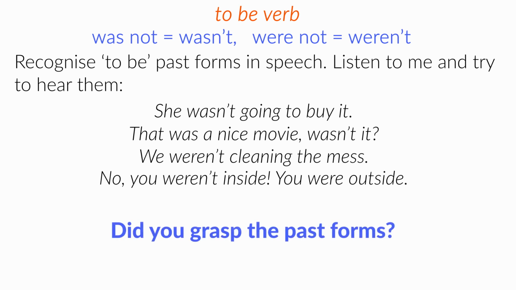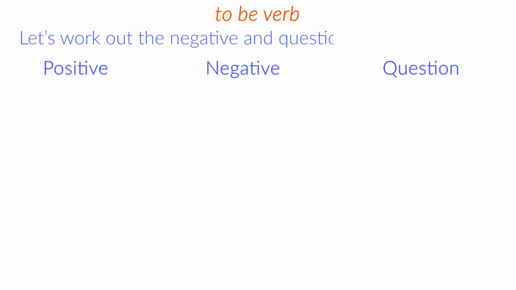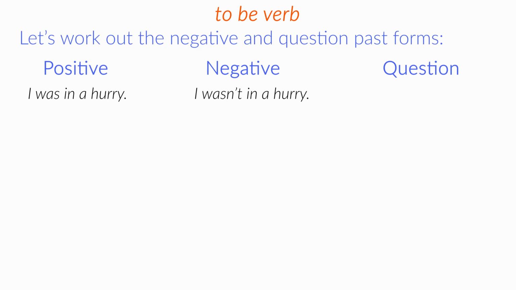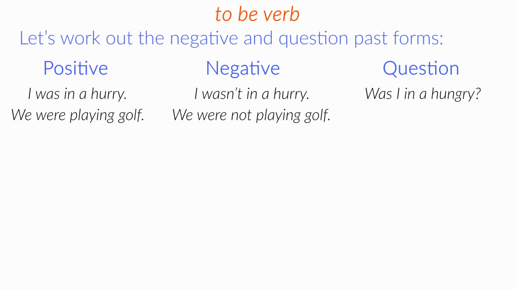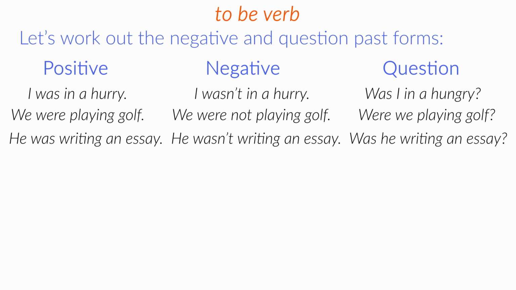Did you grasp the past forms? Well, now let's work out the negative and question past forms. I was in a hurry. I wasn't in a hurry. Was I in a hurry? We were playing golf. We were not playing golf. Were we playing golf? He was writing an essay. He wasn't writing an essay. Was he writing an essay?